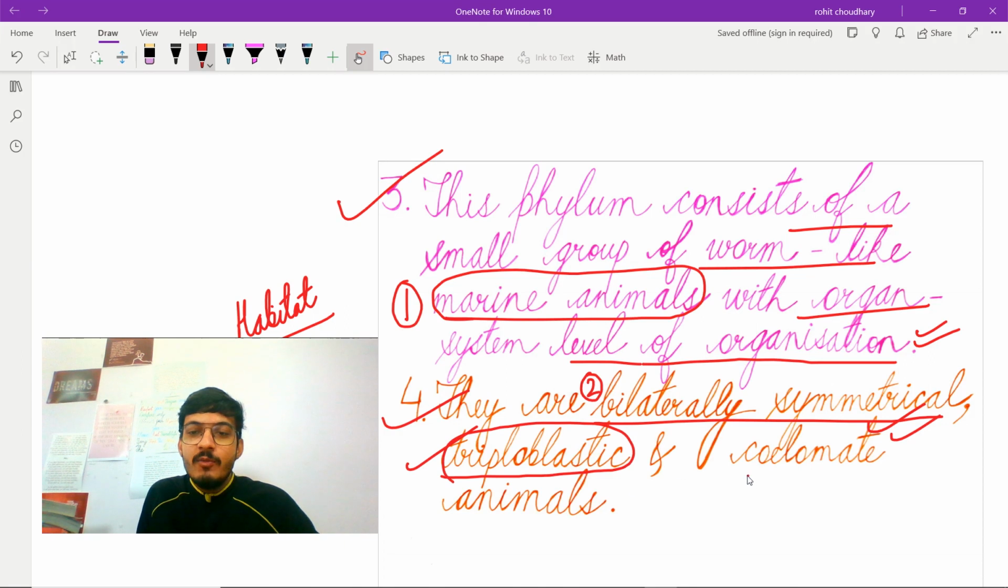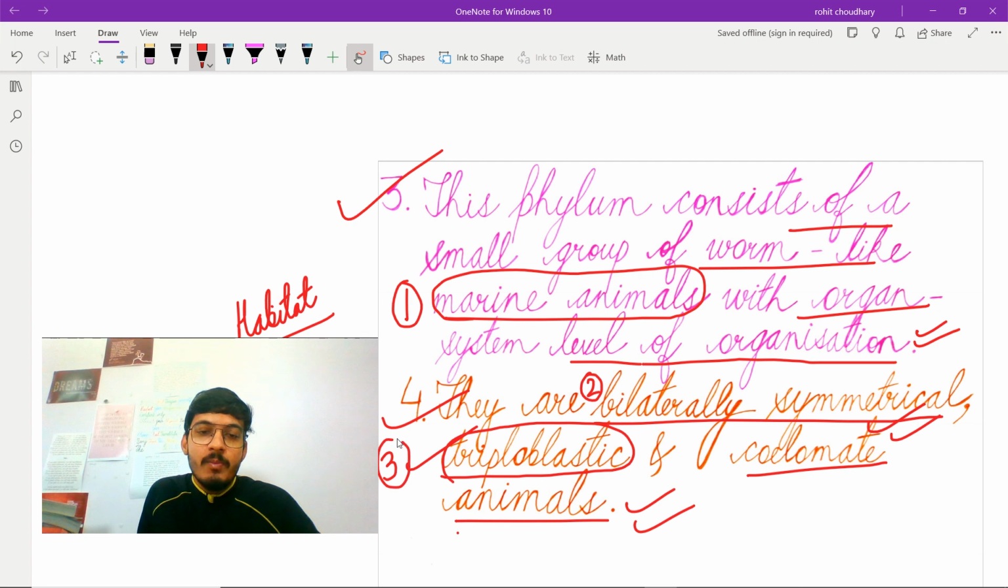And these are coelomate animals. Coelomate means coelom or the cavity will be present in them. That's why the members of this phylum are named coelomate. The third important characteristic is they are triploblastic, and the fourth one is coelom is present.